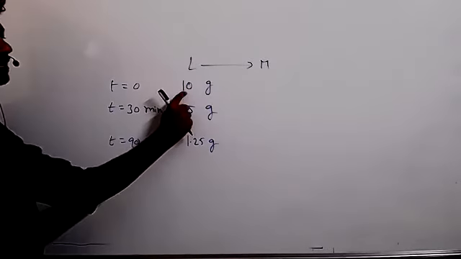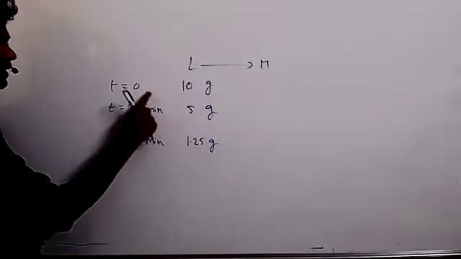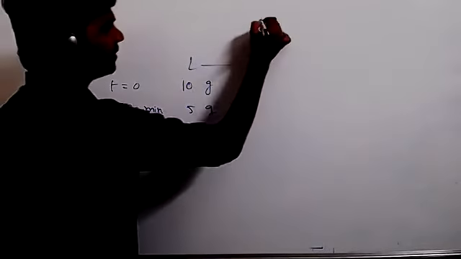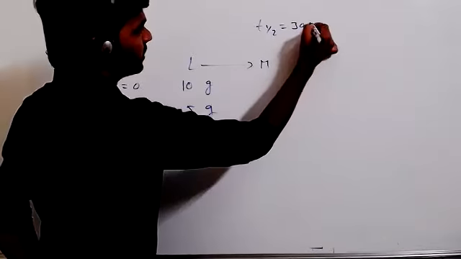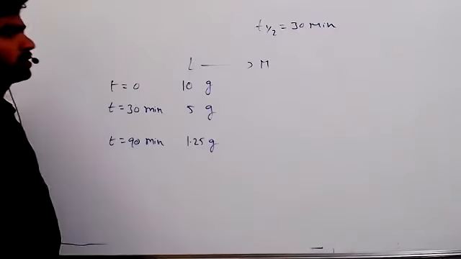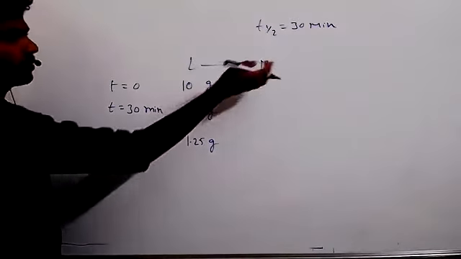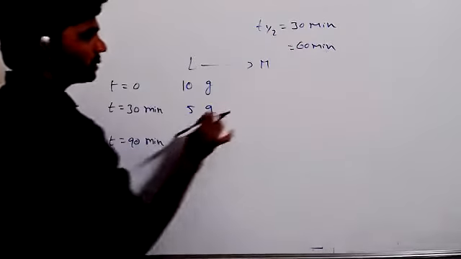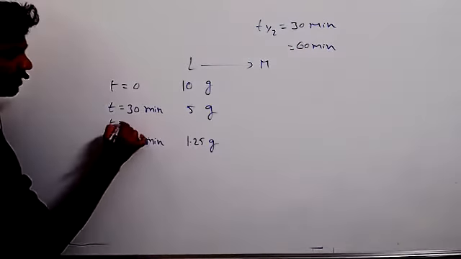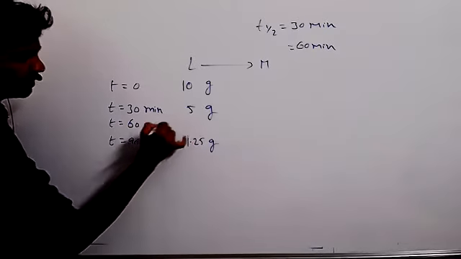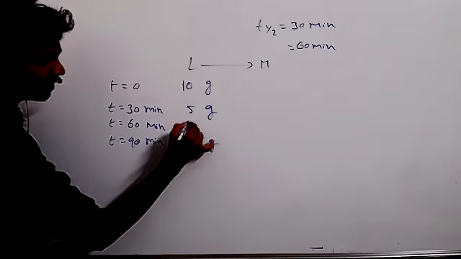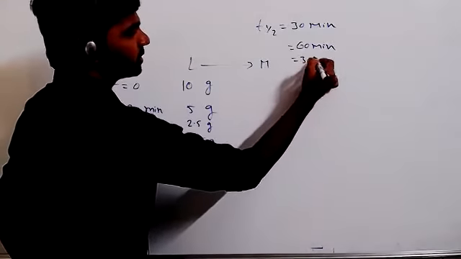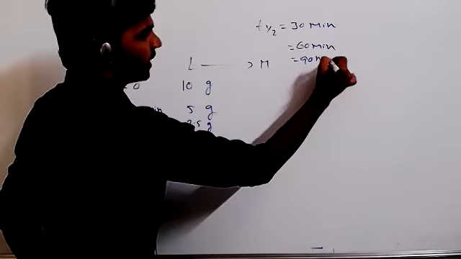So to convert 10 gram to 5 gram is half, taking 30 minutes. So we can call it t half. So t half of the reaction is 30 minutes. Suppose if we give one more t half, then it will become 60 minutes. So in 60 minutes, 5 grams becomes 2.5 grams. Further, if we give one more t half, 30 minutes more, it becomes 90 minutes.